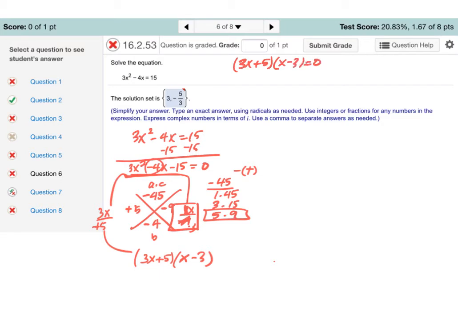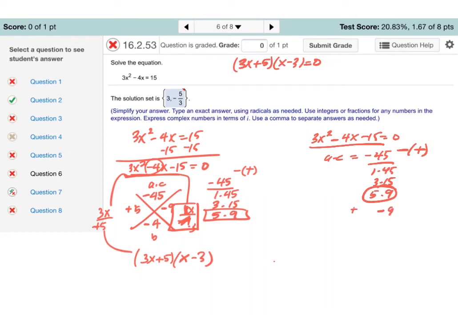Okay. Another method will be the AC method. We have 3x squared minus 4x minus 15 equals 0. But we first want to factor this. And so we have a times c, which is 3 times a negative 15, negative 45. And we still list our factors. 1 times 45, 3 times 15, 5 times 9, until we find a factor that gives us the difference of 4. Okay? And so in order to get the difference of 4, we know the 9 should be negative and the 5 should be positive.